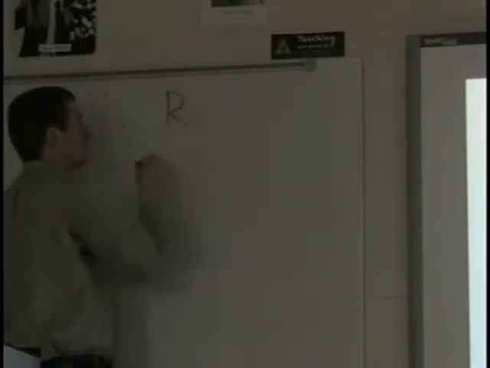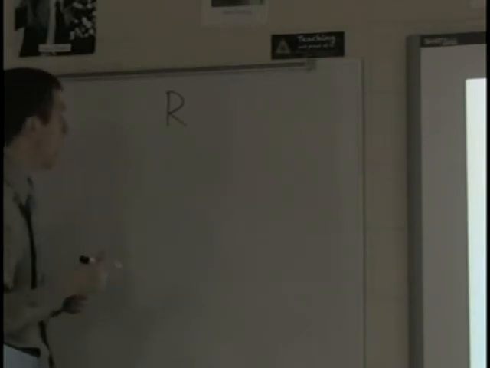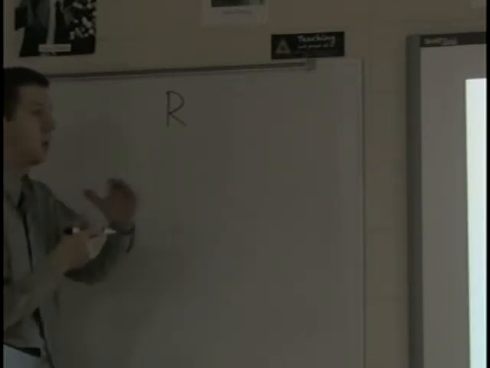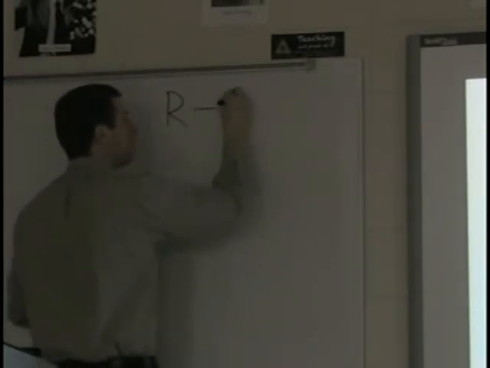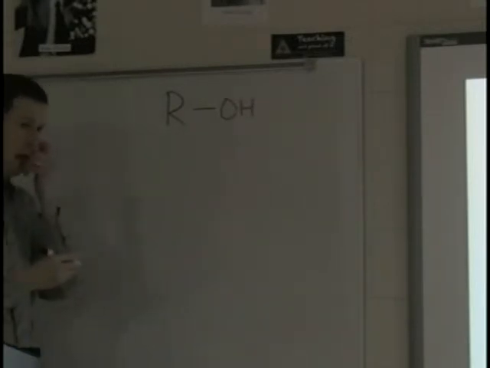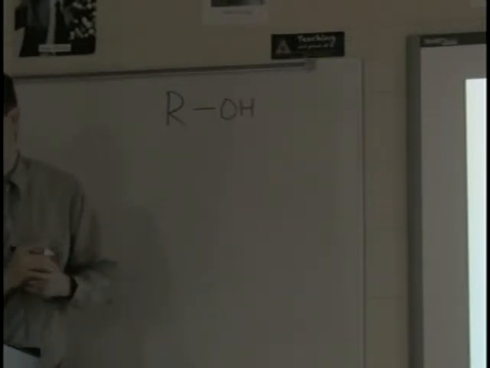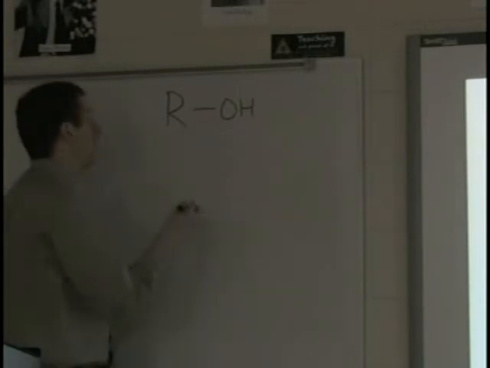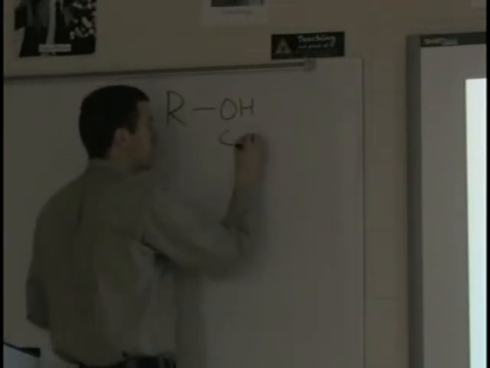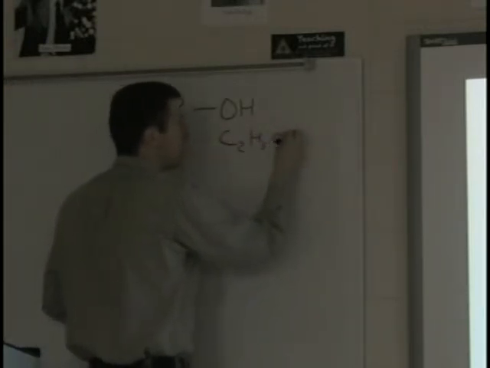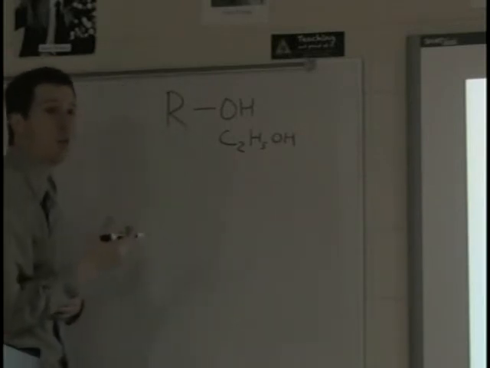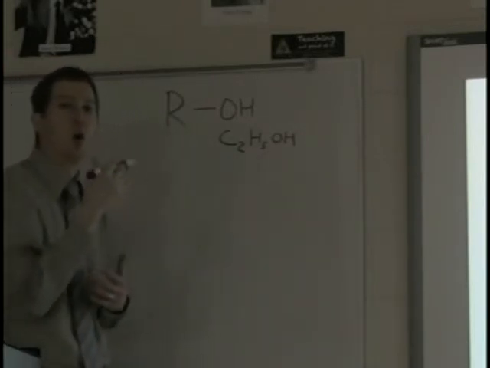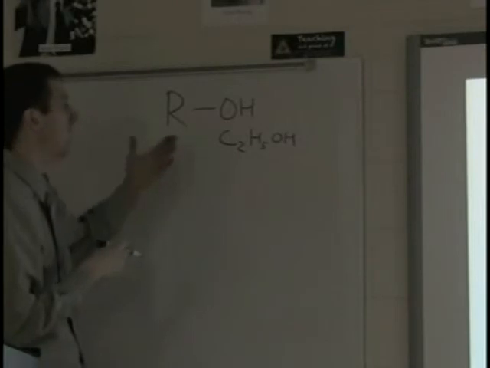Oftentimes in organic chemistry, the capital letter R represents that carbon chain. So an alcohol would just end in OH then. Ethyl alcohol would be an example. Ethyl alcohol is going to have 2 carbons to it, so C2, then it's going to be H5, and then an OH. Ethyl alcohol can also be called ethanol, so an -ol is often referred to with the alcohols.